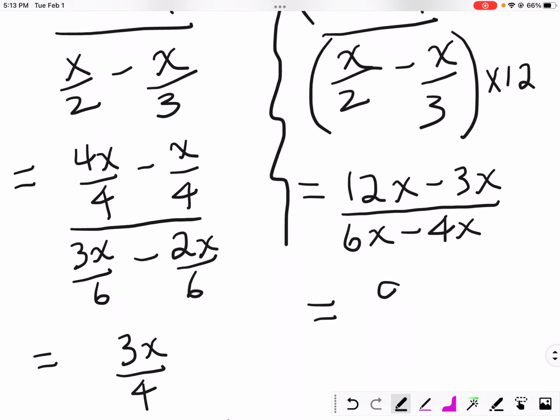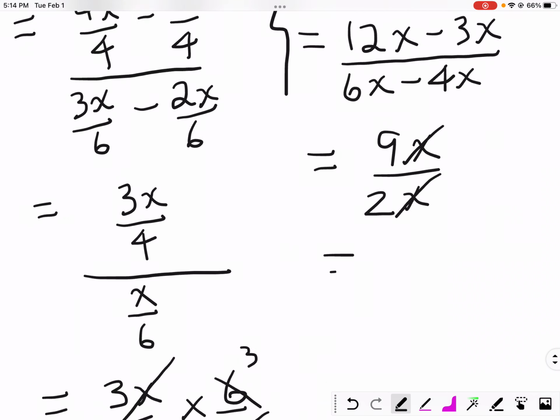Now the numerator is 9x. The denominator, or the bottom, is 2x. Again, the x's cancel off, and I'm left with 9 halves. You will notice this method, I think, seems to be a little bit shorter than the other method. So this is the one that I'm going to encourage moving forward.